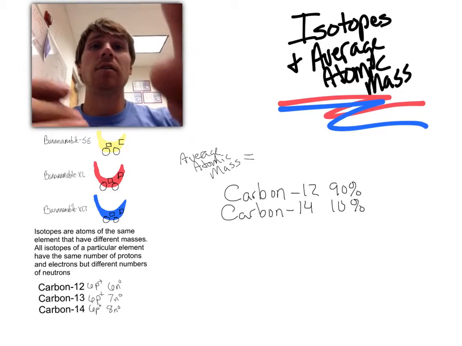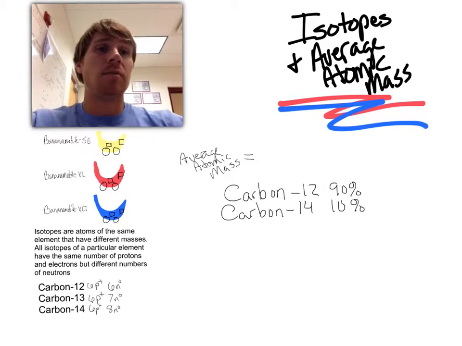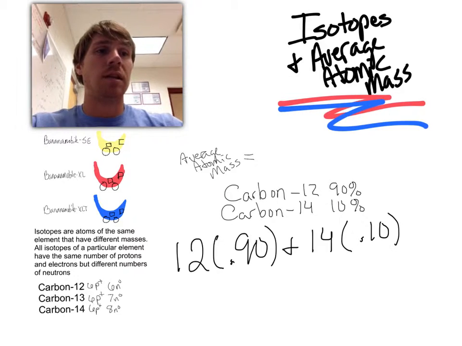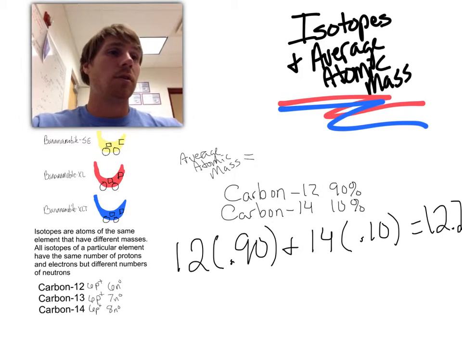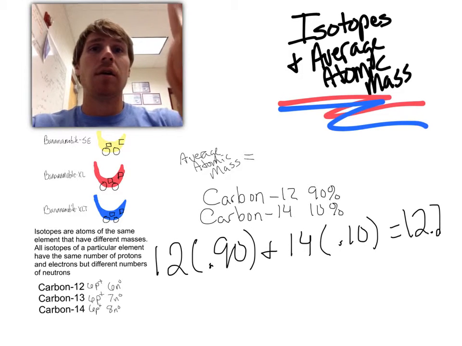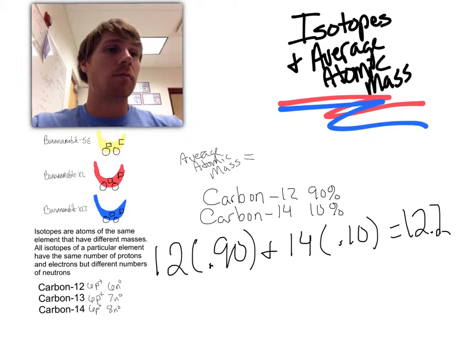So we've got to do a little equation with that. It's not too bad, pretty simple. We're going to do the mass of number 1, which is 12, times the percentage, and I'm going to use the decimal form of 90%, so 0.9, plus 14 times the decimal of 10%, which is 0.10. You can just believe me on this one, but if we put it in the calculator, we get 12.2.